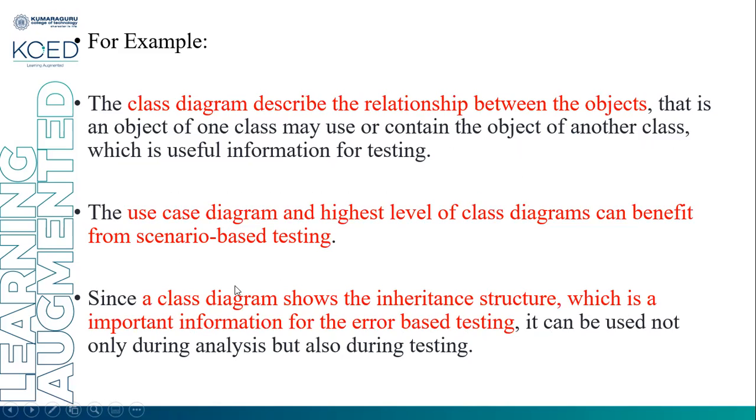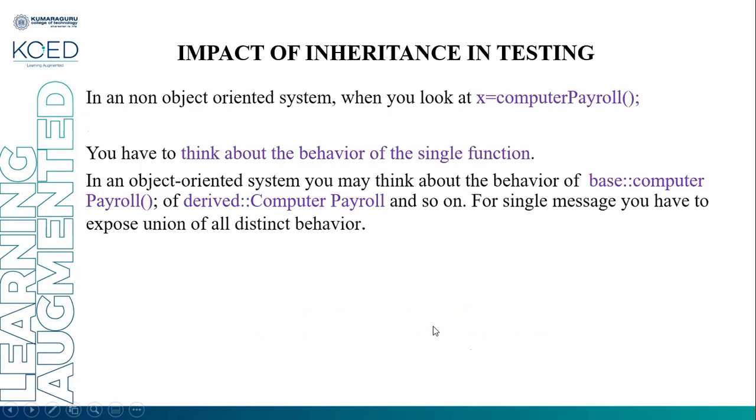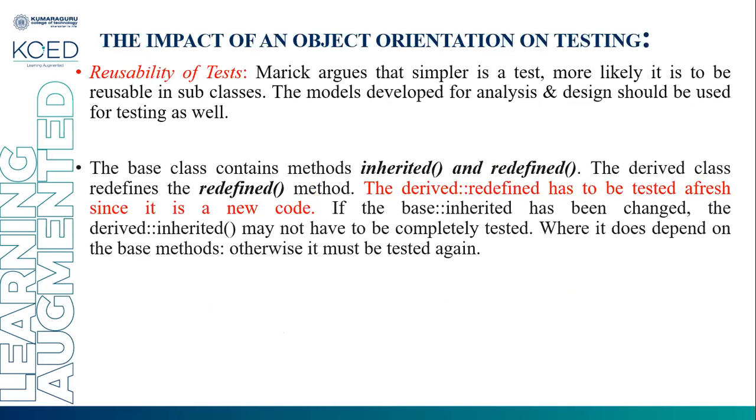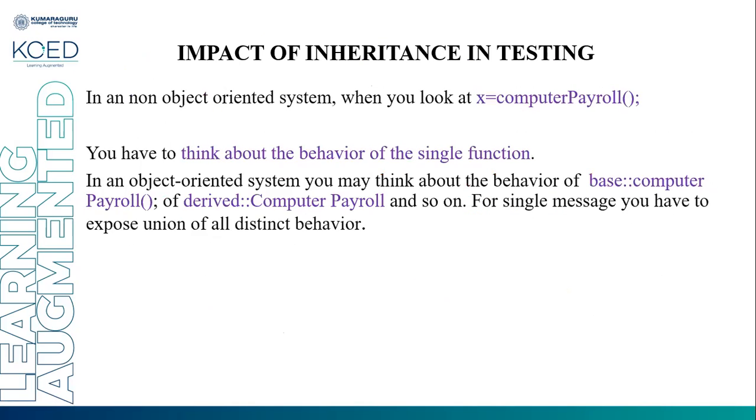It can be used not only during the analysis but also during the testing. So the inheritance structure of the class diagram is important information for error-based testing. Okay, that's it for the impact of object-oriented testing. We discussed the impact of reusability in testing, as well as the impact of inheritance in testing.